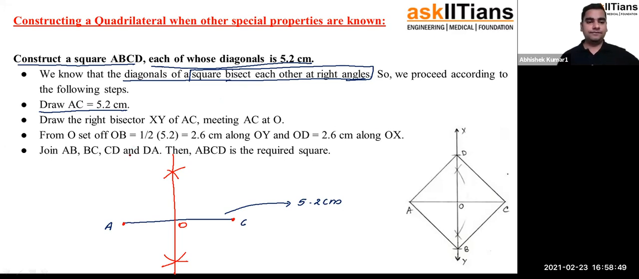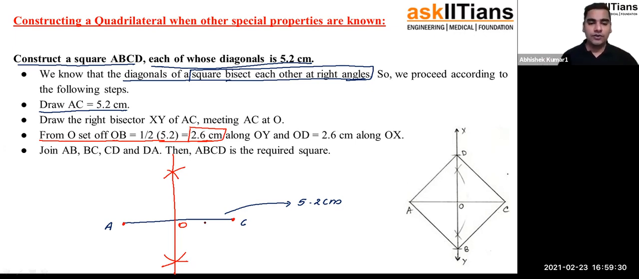We are going to call that point of intersection O. Now, we know that the diagonals bisect each other. So from O, OB is equal to half of 5.2, which is the length of the diagonal, and half of 5.2 is 2.6. The length of the second diagonal above AC from point O will be half of the entire length, because they bisect each other. That means it should be 2.6 centimeter.